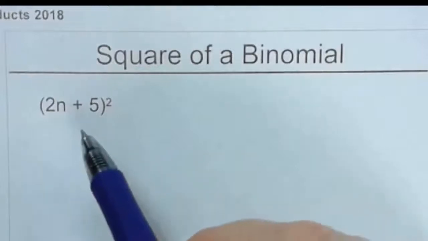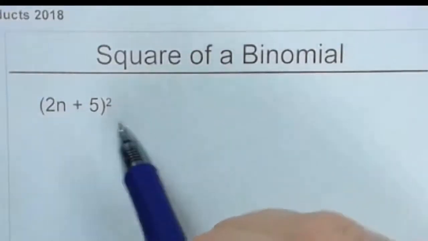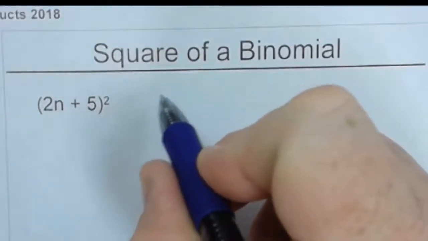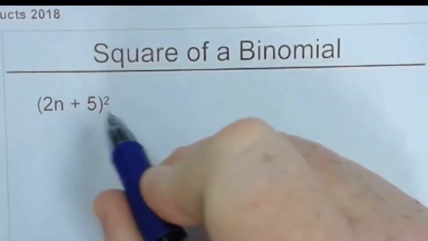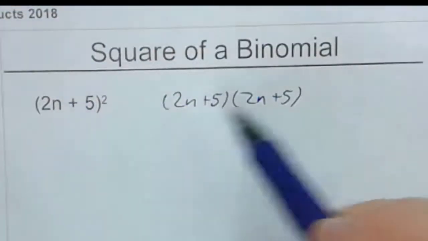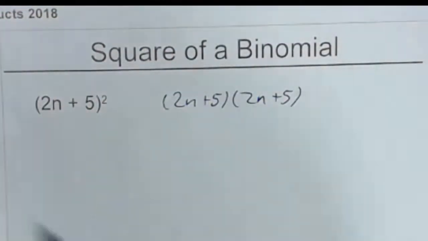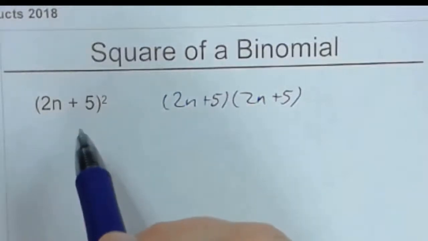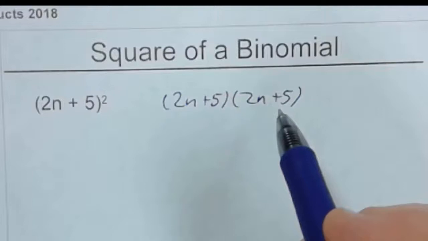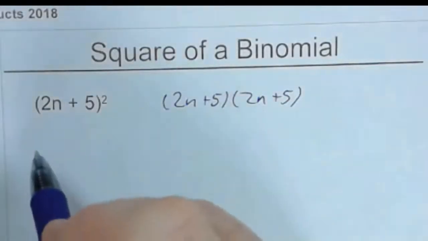Okay, so for our first example here, we're going to do a square of a binomial with a plus between them, and what you'll want to remember here is that 2n plus 5 raised to the second power really means 2n plus 5 times 2n plus 5. Now I'm going to do the shortcut version over here, the special product purpose of this, and then I'm going to do the long multiplication over here, the foiling or the multiplication of that binomial.